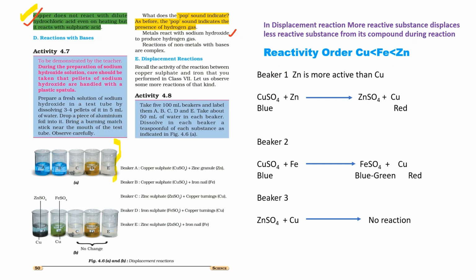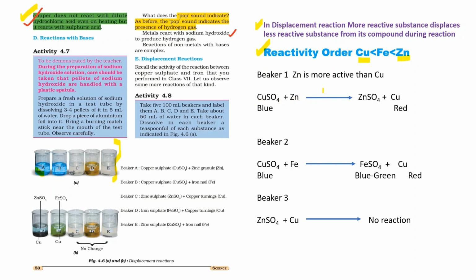There are crucial examples, and it explains displacement reactions. So first of all, what are displacement reactions? Displacement reactions are a type of chemical reaction in which a more reactive substance displaces a less reactive substance from its compound during the reaction. So the order of reactivity of the metals is that iron is more reactive than copper, while zinc is more reactive than iron and copper. So here in the first beaker we have put copper sulfate plus zinc.